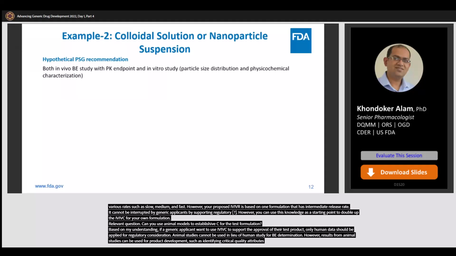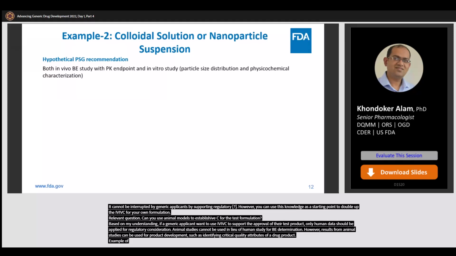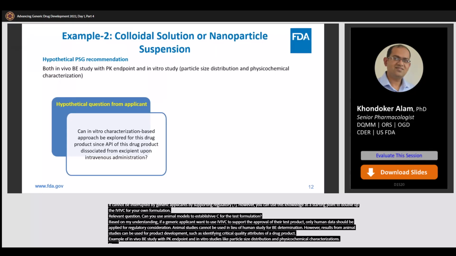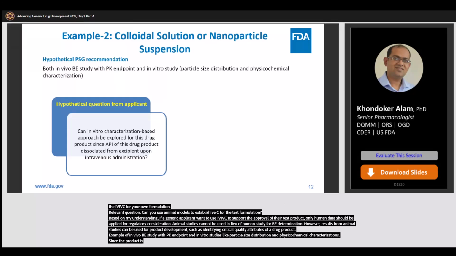Example 2 is on colloidal solution or nanoparticle suspension, and this product is administered intravenously. A hypothetical PSG recommends both an in vivo BE study with PK endpoint and in vitro studies like particle size distribution and physicochemical characterizations. Since the product is administered intravenously, can an in vitro characterization based approach be explored for this drug product, considering the API of this drug product is dissociated from excipients upon intravenous administration?